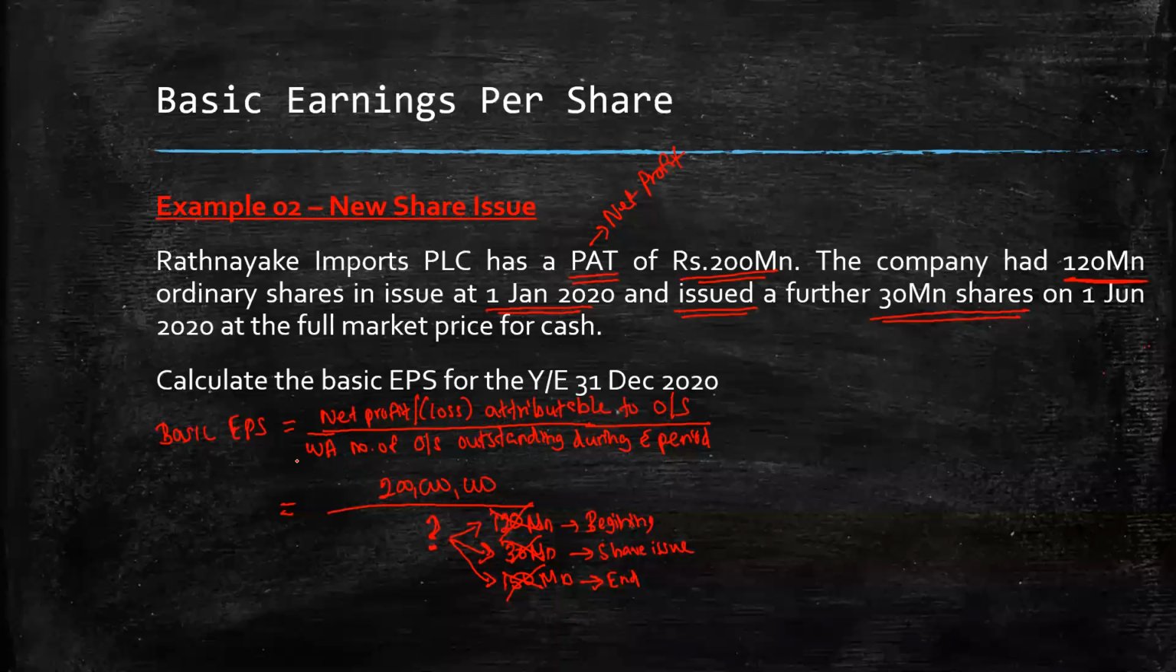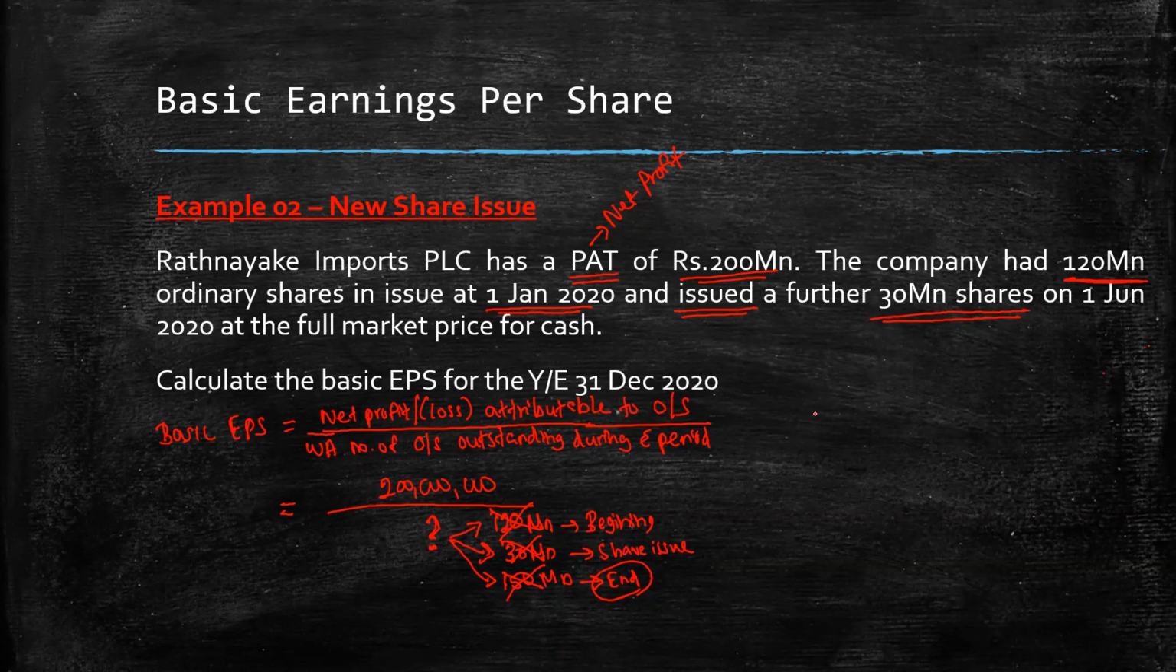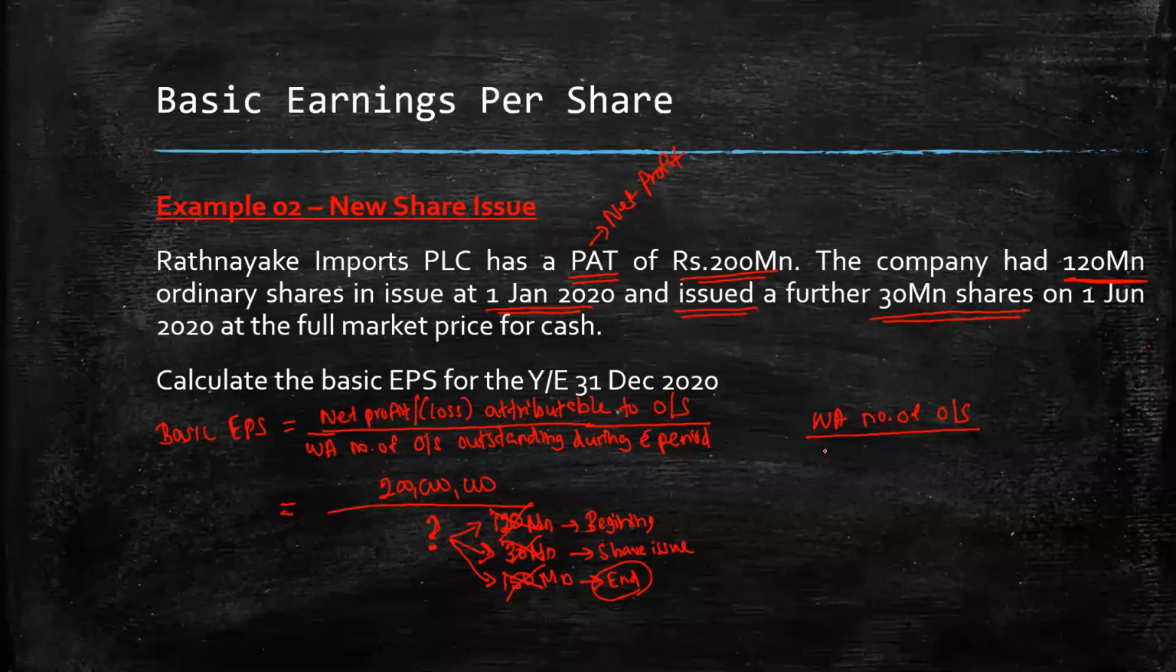It is the weighted average number of ordinary shares. Weighted average. Did we weight anything here? No, we just added these two and took the figure at the end of the year. Right? Number of ordinary shares at the end of the financial year is not the weighted number of ordinary shares outstanding during the period. That one we need to separately calculate. So how to calculate?